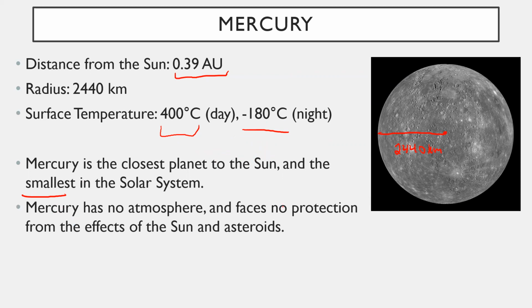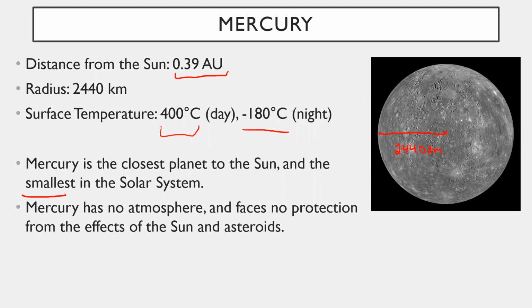Mercury has no atmosphere and faces no protection from the effects of the sun and asteroids, right? So we'll get into asteroids a little later today, but of course, asteroids oftentimes, when they enter a planet's atmosphere, will burn up just from the friction as they go through the air in the atmosphere. If it doesn't have an atmosphere, that's not going to happen.